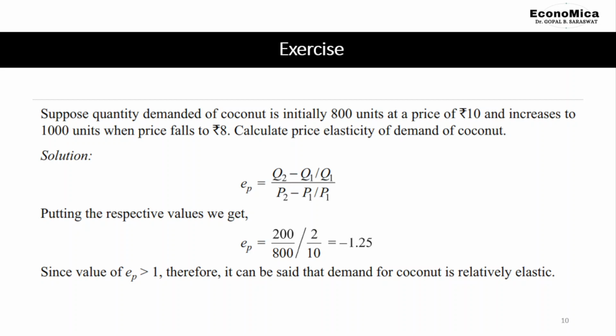Generally we calculate elasticity in absolute terms, which means that the value of elasticity is always taken as a positive value. So 1.25 is greater than 1. So elasticity is greater than 1, which means that this is relatively elastic demand, where the change in price leads to a greater change in quantity demanded. So this is how elasticity helps us to understand the concept of managerial economics.